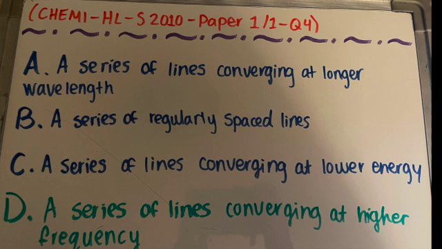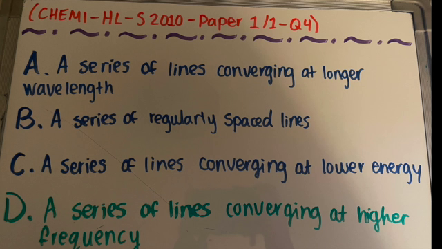Then number C stated that they are a series of lines converging at lower energy. Since all that waves really are is traveling energy, the more energy in a wave, the higher its frequency. The lower the frequency is, the less energy in the wave. Therefore, shorter waves move faster and have more energy, and longer waves travel more slowly and have less energy. Therefore, number D is correct since it backed up everything that I have said.